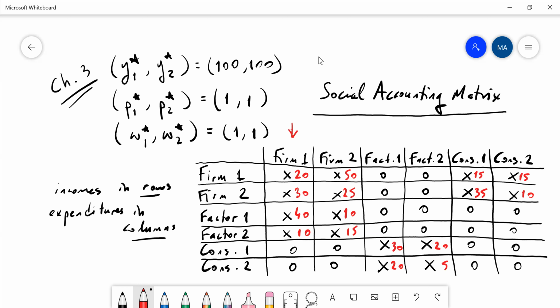Okay, same is true for factor two. The total income recorded for factor two account is 25 units. 20 units of this is paid to consumer one. 5 units of it is paid to consumer two. All right. So once again, the income total will be equal to expenditure total. So that's how it works. All right.